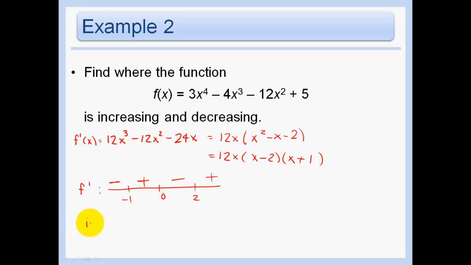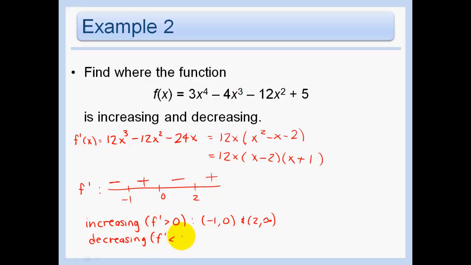So we know it's increasing where the derivative is positive, and that is on this interval and this interval. And it's decreasing where the derivative is negative, and that would be on this interval and on this interval.